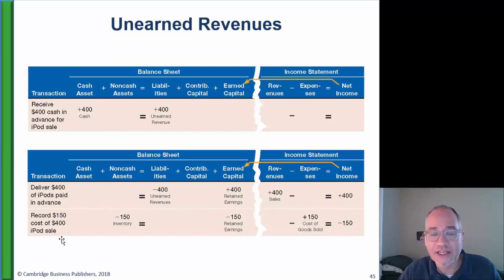So let's say you deliver the product to the customer. So now you can take the $400 out of liabilities and put it into revenues. So that's going to increase your income by $400 because revenues and sales have increased by $400, and therefore retained earnings is also going to increase by $400. But what also happened is an iPod that cost $150 is no longer in stock. So you've got to take the $150 out of inventory. You would subtract that from the asset, and you'd also record cost of goods sold for $150. That's a second type of accounting adjustment.